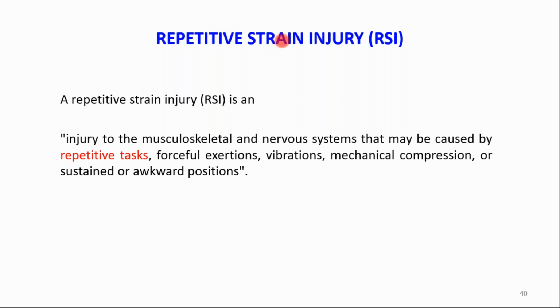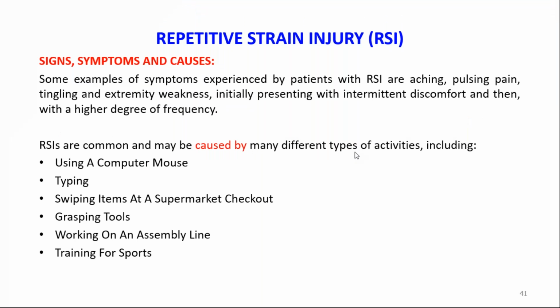Injury to the musculoskeletal and nervous systems that may be caused by repetitive tasks, forceful exertions, vibrations, mechanical compression, or sustained or awkward positions. So if some injury happens to the musculoskeletal and nervous system due to repetition of the task, repetition of the activities, or due to some other causes, then it is called RSI, that is repetitive strain injury. Now the symptoms, signs and causes of this RSI, or some of the examples.